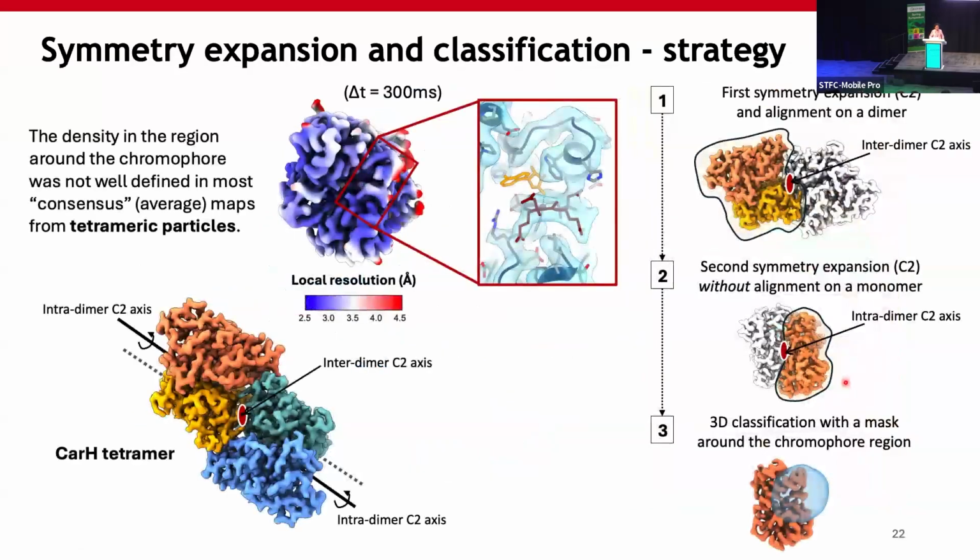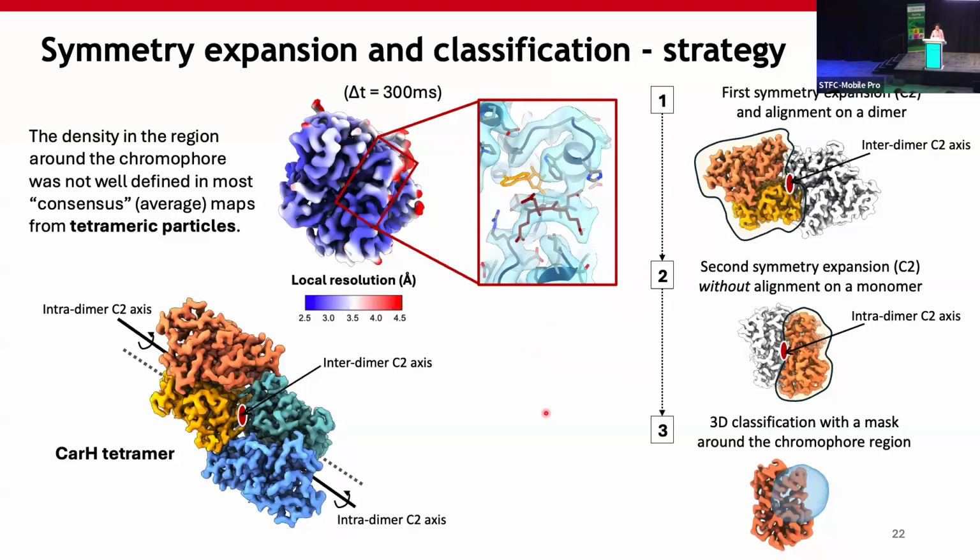So I will show some of the results from this. We focus on a 300 millisecond dataset. We started with the easy part, which was picking tetrameric particles and getting an average reconstruction, which looked pretty good. However, the density around the chromophore site was a bit ambiguous. We knew this was a reaction intermediate because we don't have any more density for the adenosyl group that leaves after the cobalt carbon bond breaks. And of course, we still had a tetramer, so it's not the final state of the reaction.